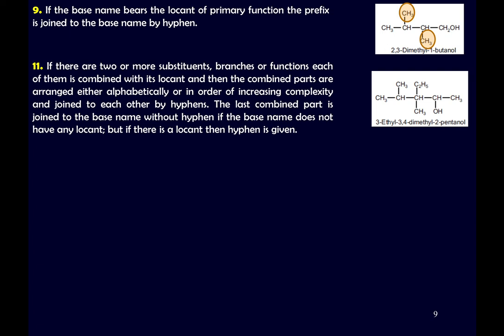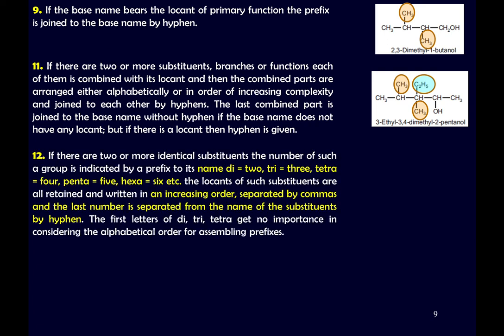Now here we have 2-pentanol as the base name, but we have 3 substituents: a methyl at position 4, another methyl at position 3, and an ethyl at position 3 again. Now alphabetically ethyl will come first, so we will call it 3-ethyl, and then 3,4-dimethyl, and because we have 2, we call it dimethyl, and 3,4 are separated by a comma, and these substituents are again separated by hyphens and then joined to our base name, so it becomes 3-ethyl-3,4-dimethyl-2-pentanol.